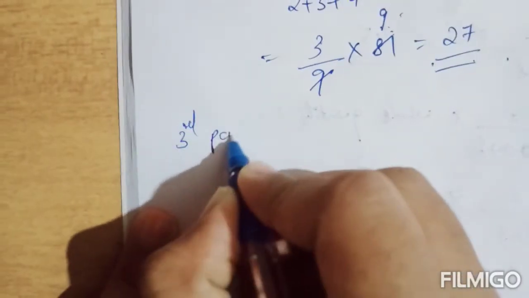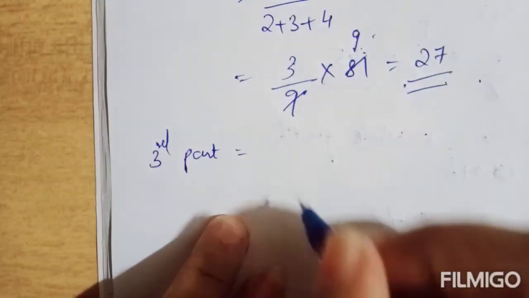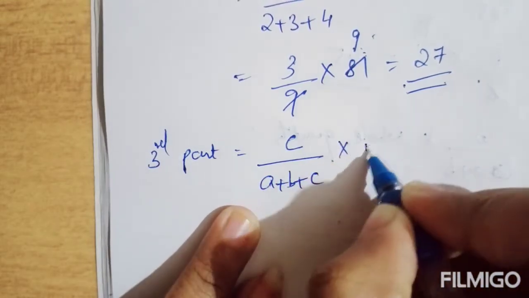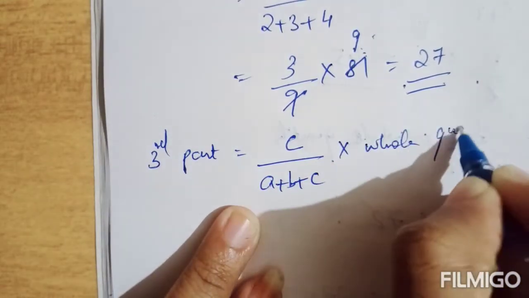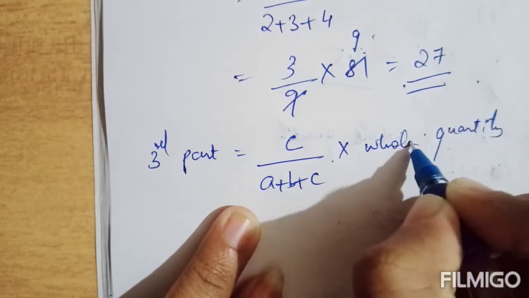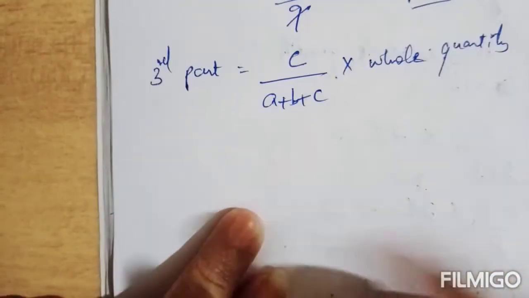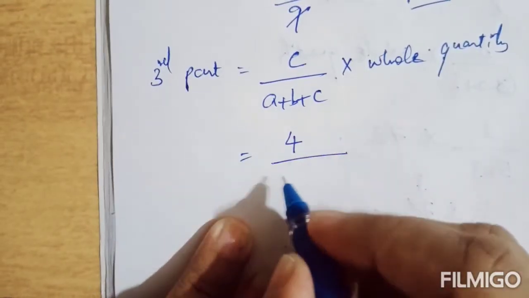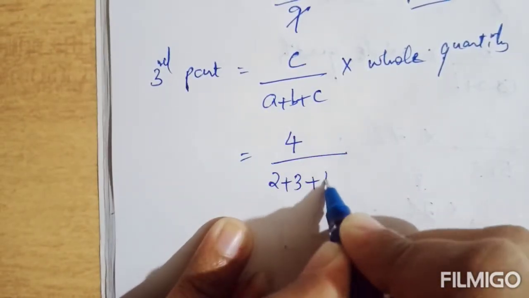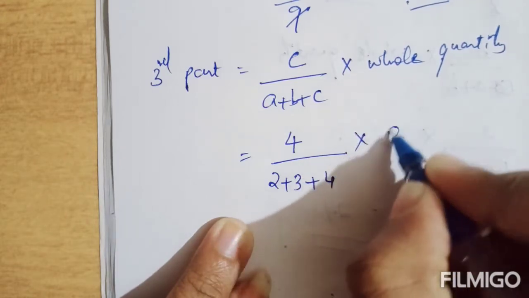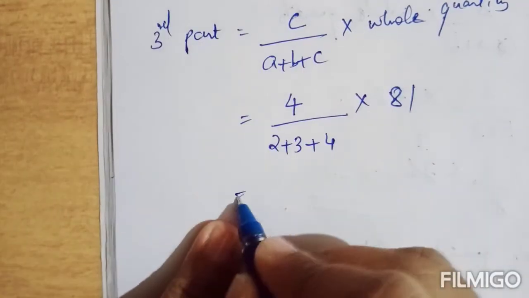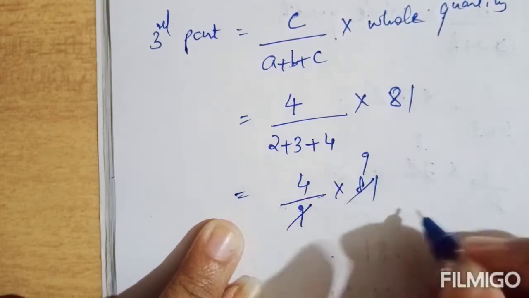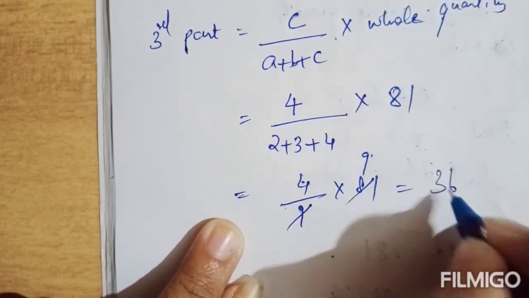Last we need to find the third part. Third part, it is c. c by a plus b plus c into whole quantity. Okay, this is the formula for finding the third part. Now in place of c, it is 4. 4 by 2 plus 3 plus 4 into whole quantity, it is 81. So 4 by 9 into 81. 9 and 81 will go in 9. 4 into 9, it is 36.